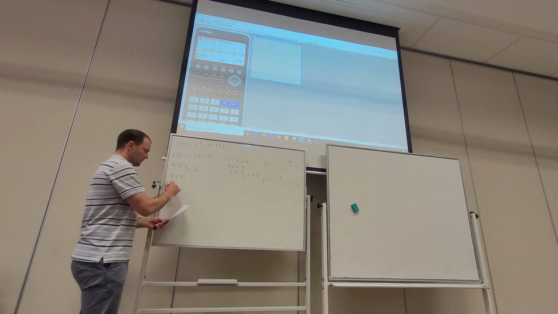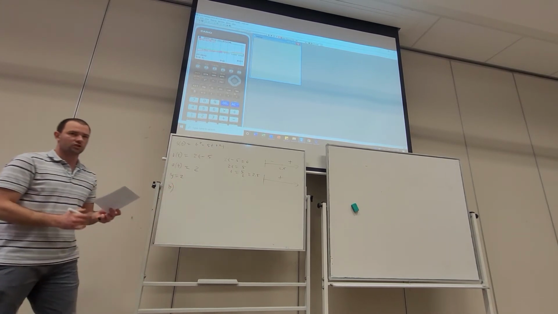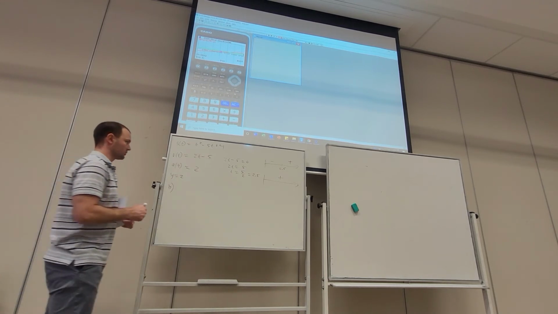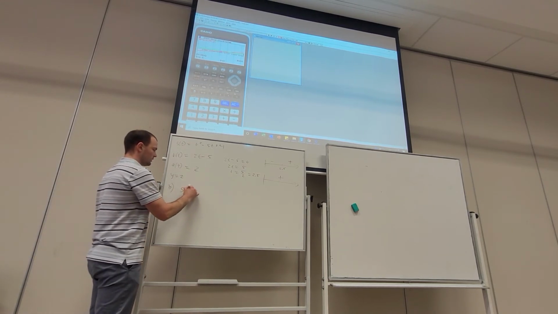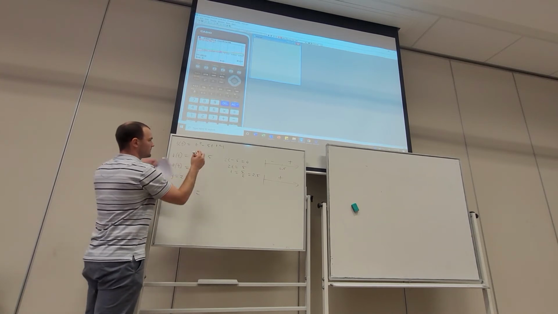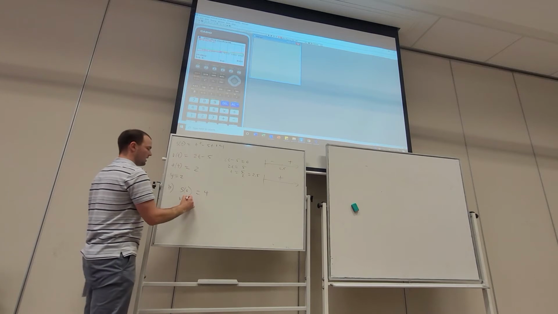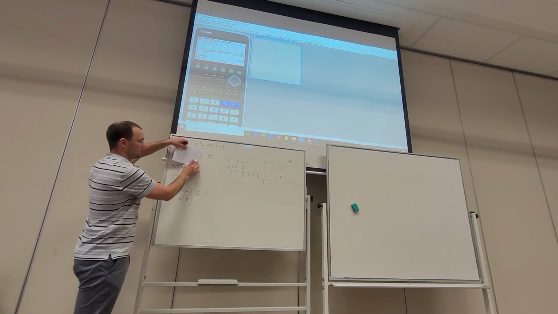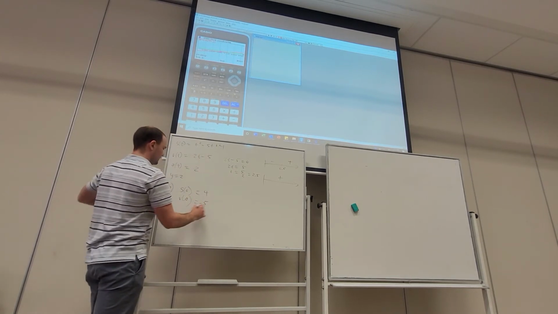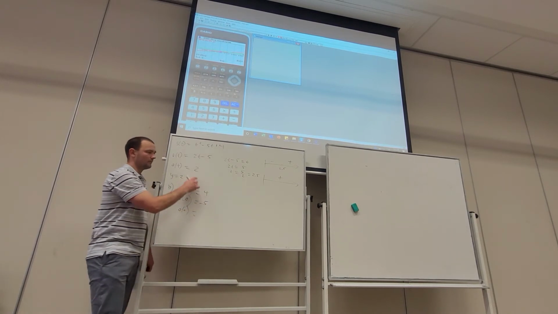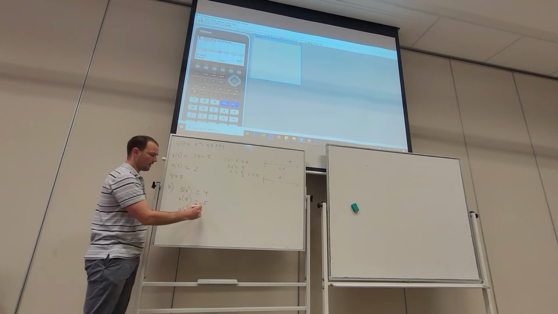Part B, find the initial conditions. So that means the initial displacement, initial velocity, initial acceleration. Okay. So when time is 0, displacement is going to be 4. When time is 0, the velocity is going to be minus 5. And when time is 0, it doesn't matter what the value of time is, the acceleration is always positive 2.